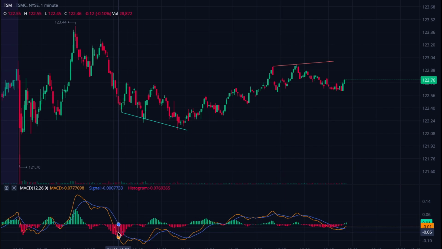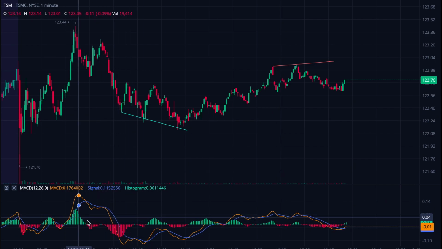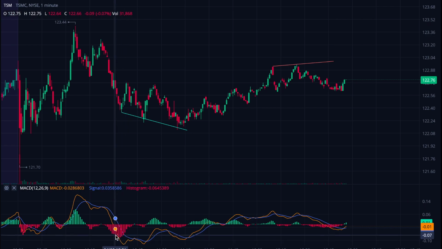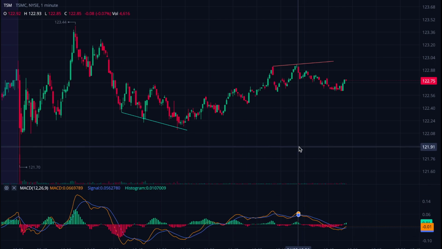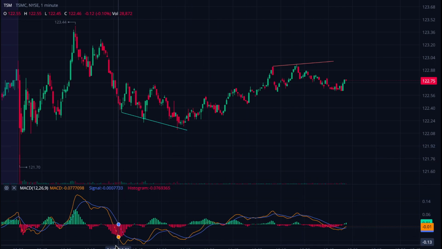And then there's the overall momentum of the green hills and the red valleys, and whether those are gaining strength or losing strength. That gives you a good sense of the overall sentiment in the buying pressure or the selling pressure of that stock. So you can definitely do this in longer time frames as well.